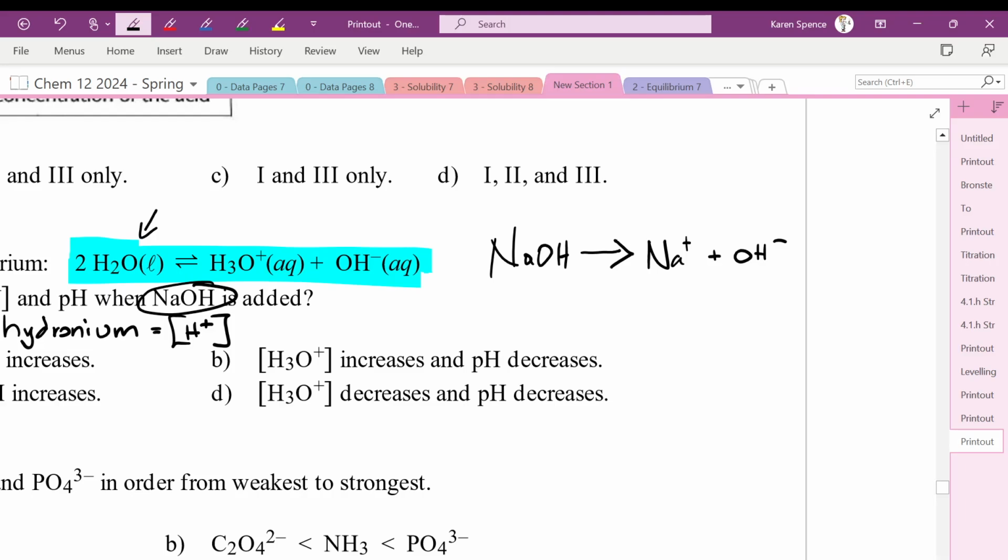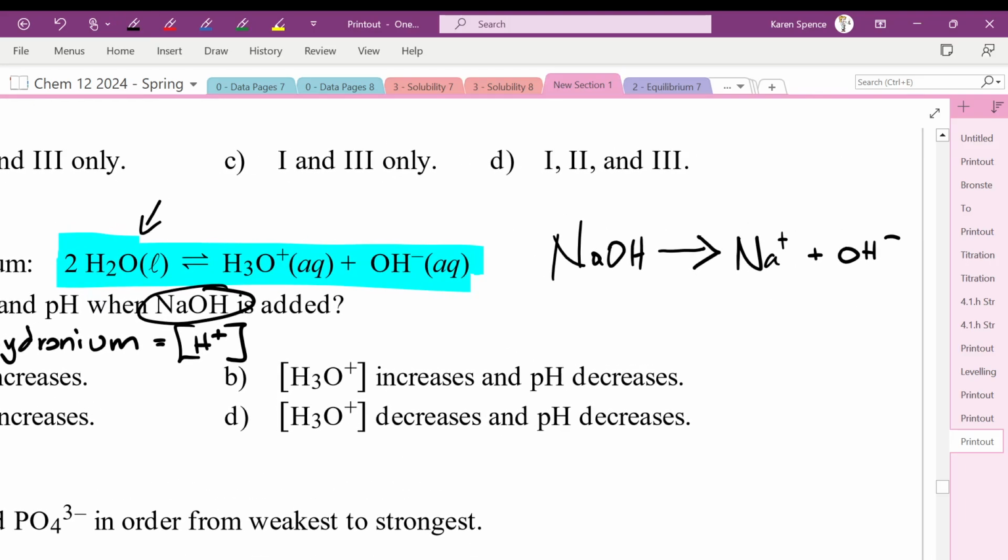Now we're going to look at those two ions, and we're going to say, do I care about the Na plus? Do I care about the OH minus? Do I care about both of them? How do each of those affect the blue equilibrium? What effect does sodium have on the blue equilibrium? Nothing. Sodium doesn't react with anything there, right? Sodium ion, very unreactive. How about hydroxide? It matters because guess what? We have it here.